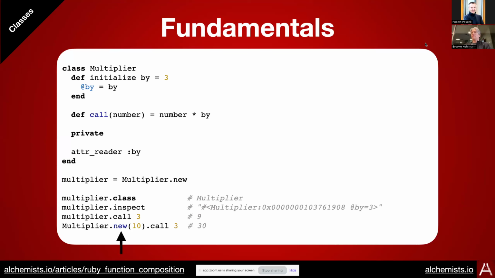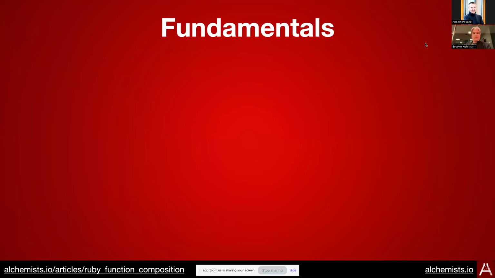And sorry, just one more thing. In a method definition, can't you have a default parameter, like number comma by equals 3, instead of having an initialize? Is that an option as well? Yes, I could totally do that here. The reason I'm not is because, if it makes sense, let me go back one slide.